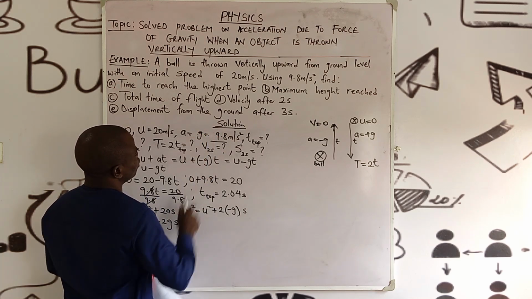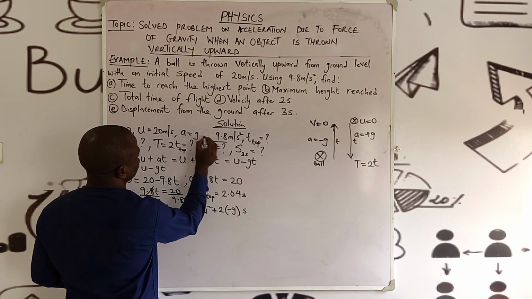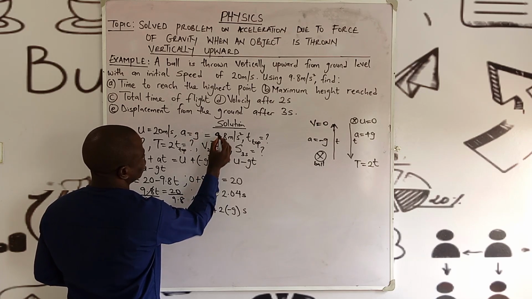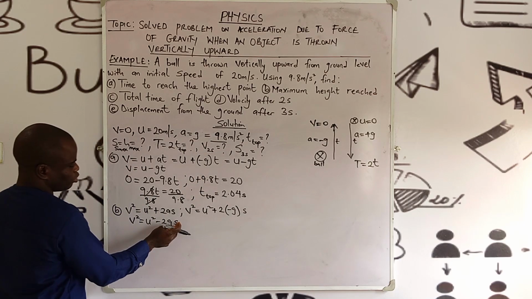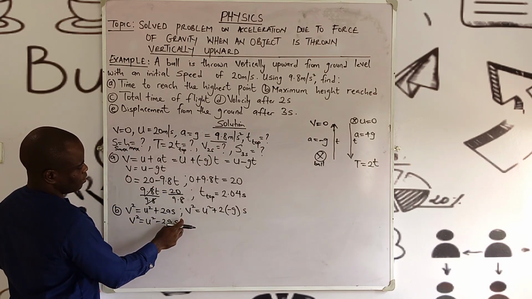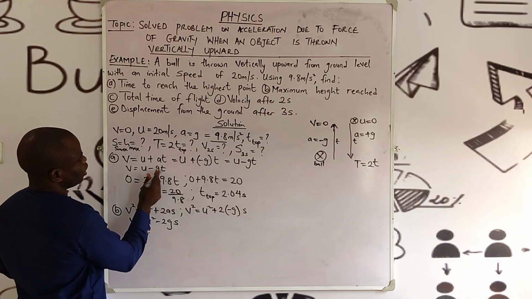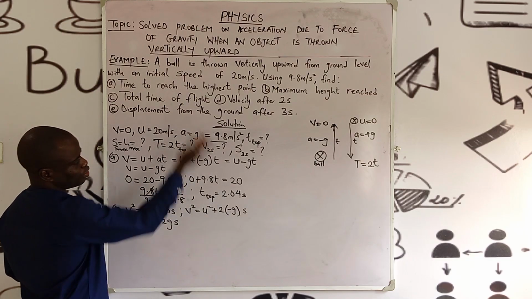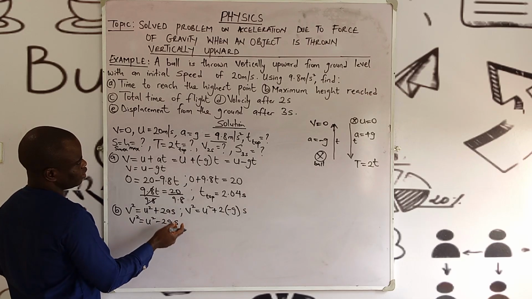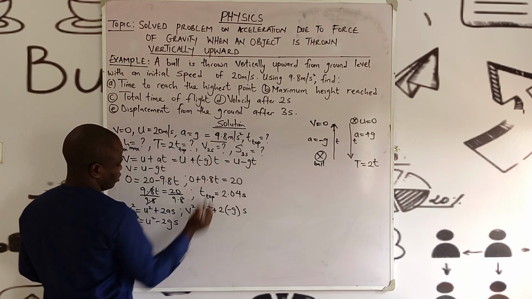I don't want you to be confused. Let's just say a equals g equals 9.8. But when you get to this point, just substitute the value of g directly. Is that okay? The reason why we introduce negative here is because it's going up, going against the force of gravity. But normally a equals g, which equals 9.8. Okay.